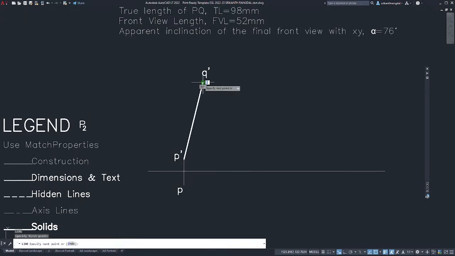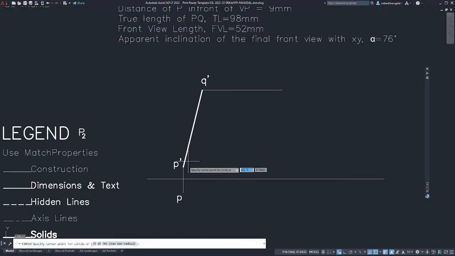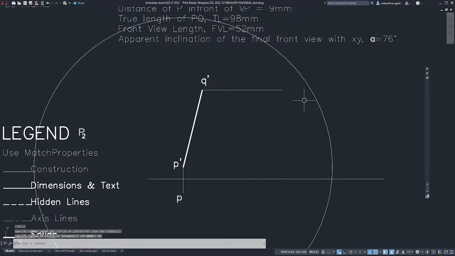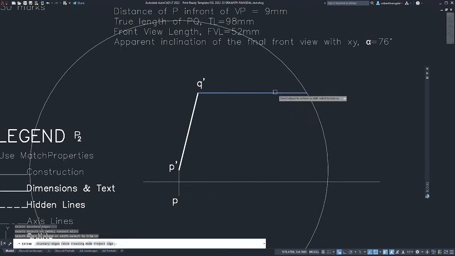Next, we know that if you take a locus from here, on this line somewhere, we will get the true length from P dash, correct? So draw a circle with this point as center. True length is 98 mm. So draw a circle of 98 mm. Extend this line up to here. So we will get a point here.